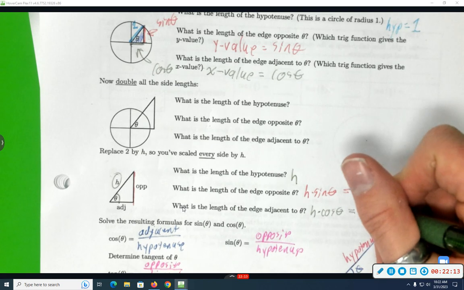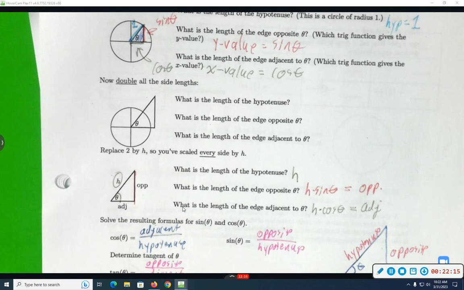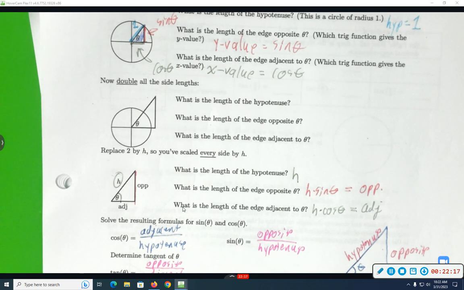H times the cosine of theta is the length adjacent. If you solve that for cosine theta, do you get adjacent divided by hypotenuse? That's why SOHCAHTOA is true. If you start with unit circle trigonometry, you just scale everything up by a factor of h, you get right triangles. And that might seem super simple-minded, but that's a really powerful observation because an awful lot of right triangles are naturally in the wild, measuring things.